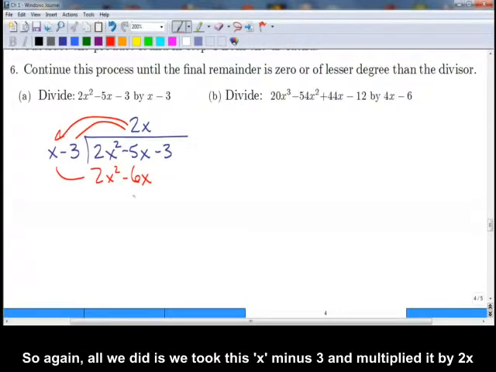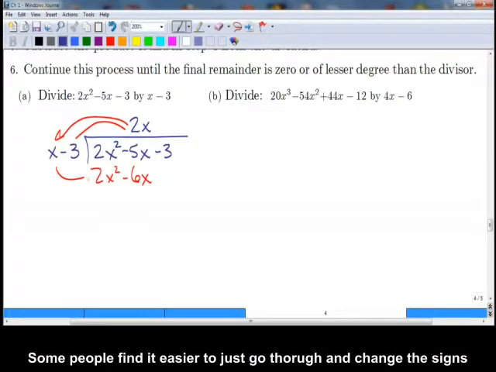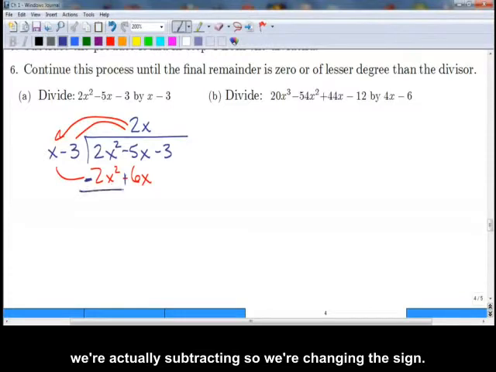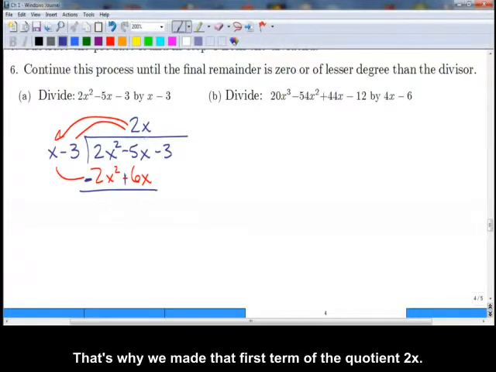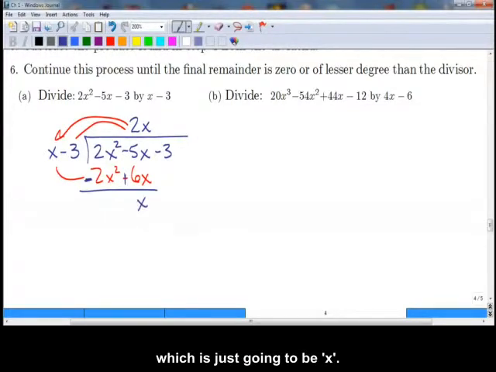So again, all we did was take this x minus 3 and multiply it by 2x, and we place it there. Now we are going to subtract this whole expression. Some people find it easier to just go through and change the signs, and I'm doing it in a different color so that we realize that it was not the original sign. We're actually subtracting, so we're changing the sign. So 2x squared minus 2x squared is 0. That's what we wanted. That's why we made that first term of the quotient 2x. And then the second term is going to be negative 5x plus 6x, which is just going to be x.